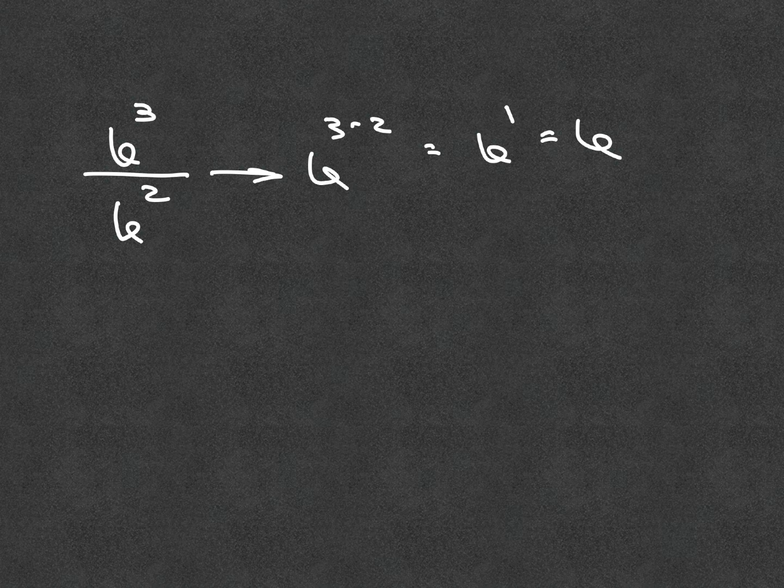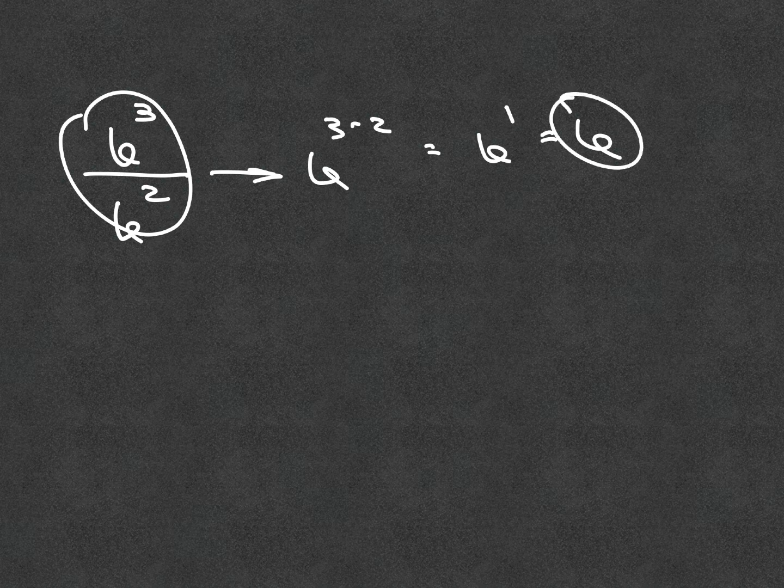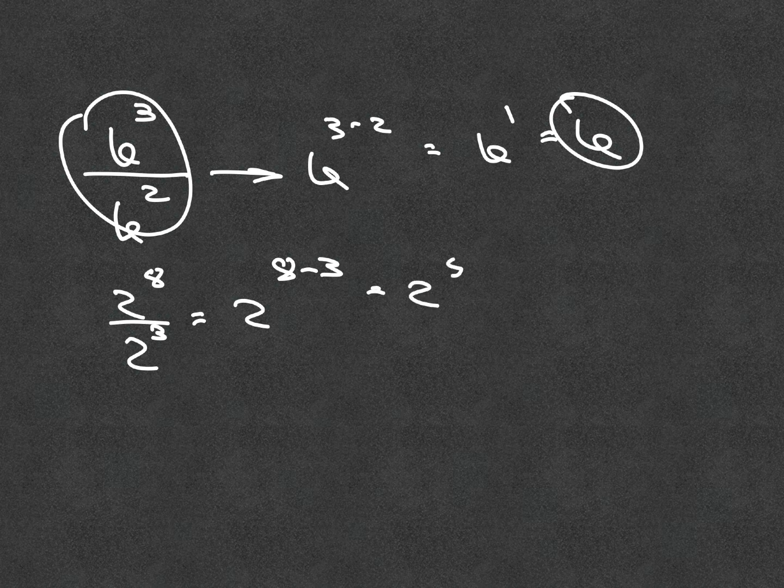So if you wanted to work this all out and take 6 times 6 times 6, and then did that over 6 times 6, which is 36, you would get, when you divide these two out, you would get 6. But this is just a lot quicker and easier way to do that. So, for instance, if I had 2 to the 8th power over 2 cubed, that's going to be 2 to the 8 minus 3, which is 2 to the 5th power, and then you can solve that from there, which is going to give you 32.